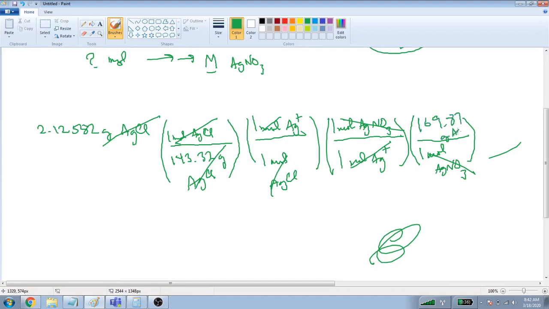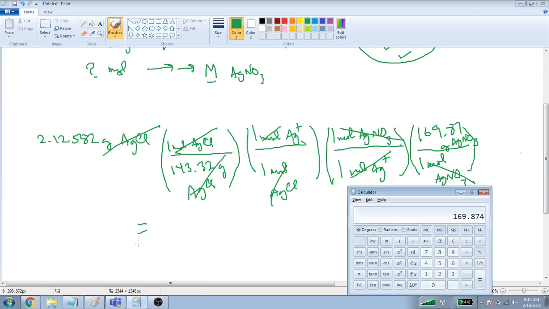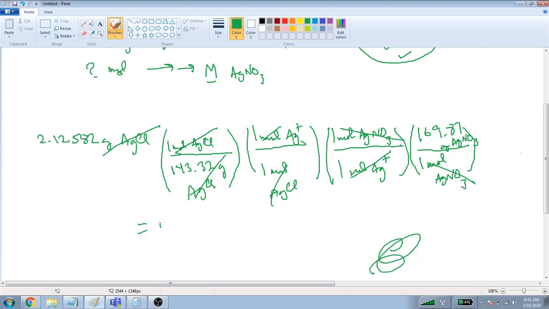So 169.87 grams of AgNO3. And that is going to give me an answer in grams of AgNO3. So this will equal 169.87 times 2.12582 divided by 143.32 equals 2.5197. So that's 2.5197 grams of AgNO3. That's what I get.